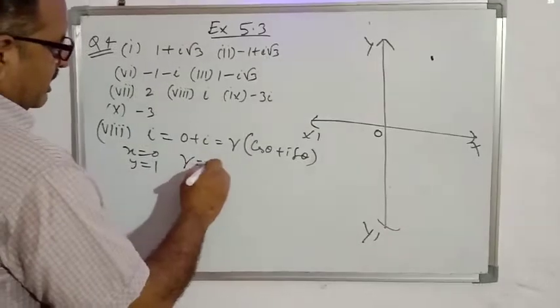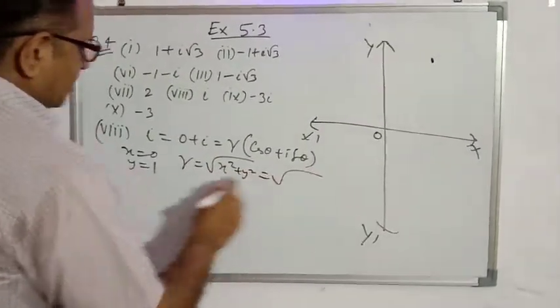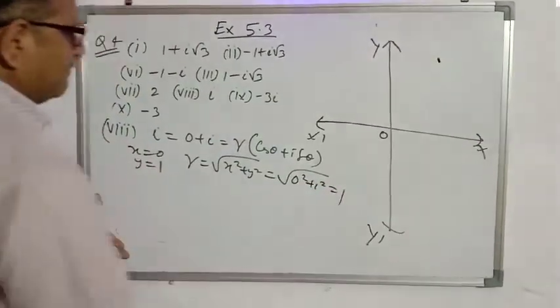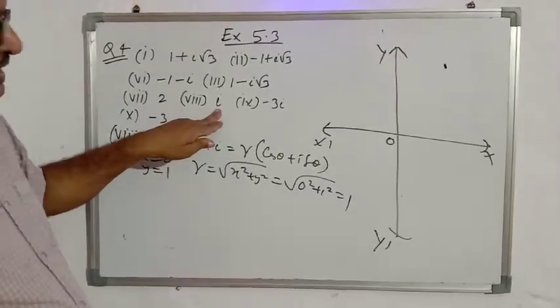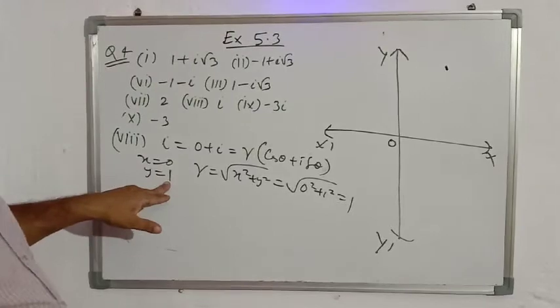How will we find r? X square plus y square. X is 0, y is 1. So 0 square plus 1 square, it will come 1. It is purely imaginary, I. And x is 0, y is equal to 1, y is positive.